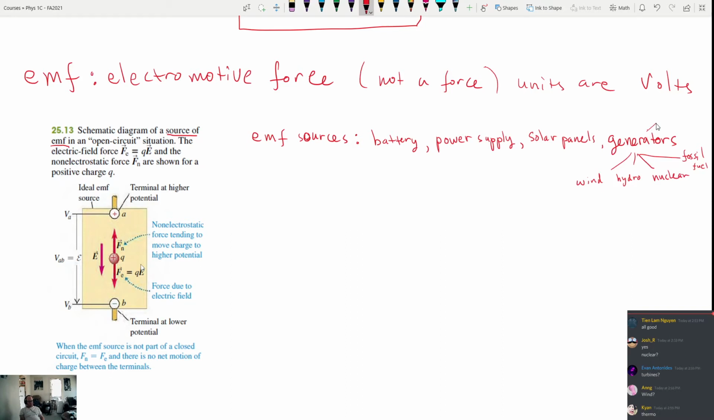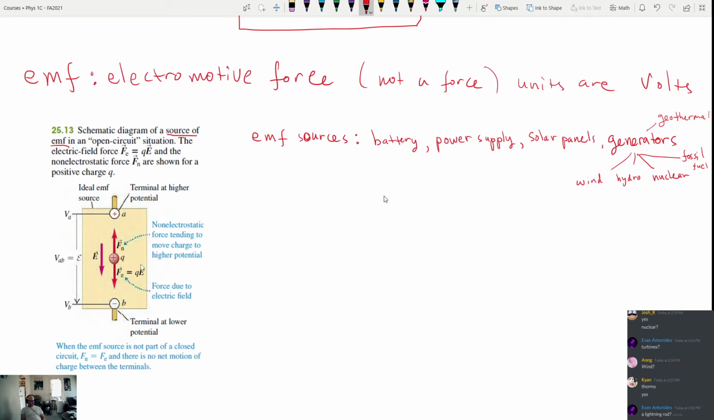Maybe like geothermal? Is that what you're thinking of? Okay. What else is there? Batteries, power supplies, solar panels, generators. How else do we get electricity? A lightning rod, you can imagine you could maybe use to store electricity, sure. But it can't really be a source. I guess it could in a way. All right, I don't immediately think of any other ones, but if any of you do, let me know. Put it in the chat.